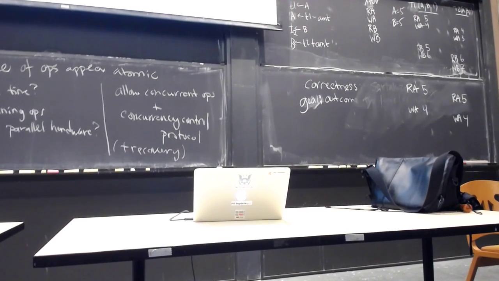Okay, so we interleaved these operations in a bad way, right? So clearly we can't just arbitrarily interleave these things. We need to do something that prevents these kinds of bad interleavings from arising. All right, so that's what concurrency control really is about.